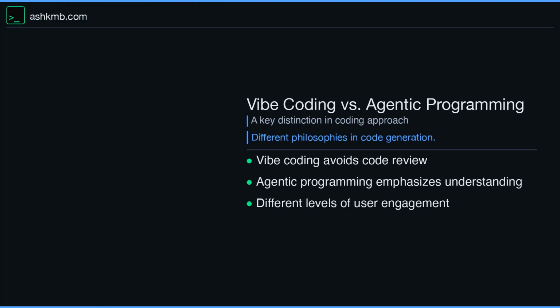Vibe coding contrasts sharply with agentic programming. While both use LLMs for code generation, agentic programming places a strong emphasis on understanding and reviewing the generated code. Vibe coding, however, bypasses this crucial step, which can lead to potential risks.